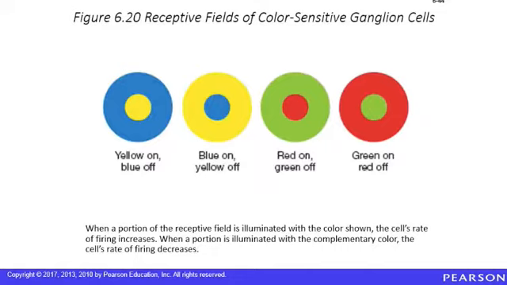And these are just different receptive fields of color-sensitive ganglion cells. In this case, if yellow light shines on the center of this cell, it's going to result in the experience of yellow. And if blue shines on the surround, then it's going to decrease the firing. So when a portion of the receptive field is illuminated with the color shown, the cell's rate of firing increases. When a portion is illuminated with complementary color, the rate of firing decreases.